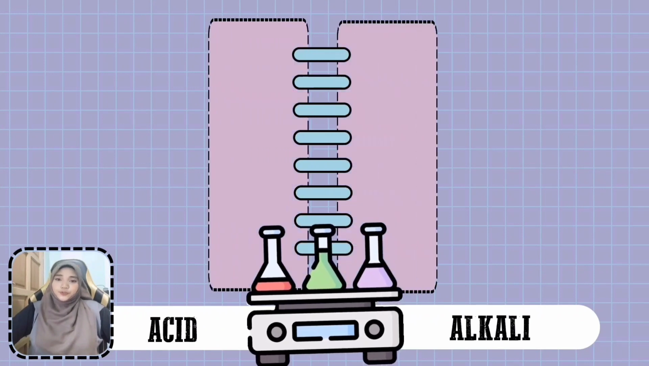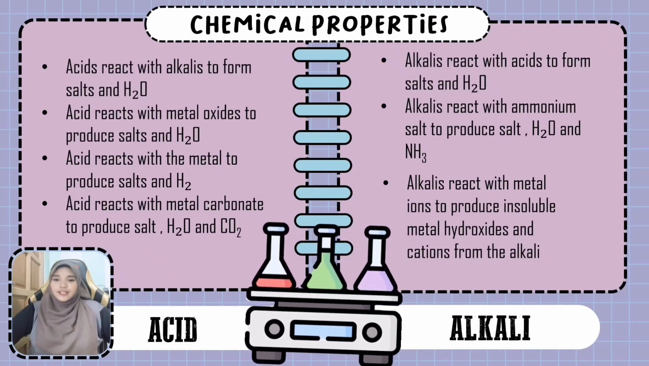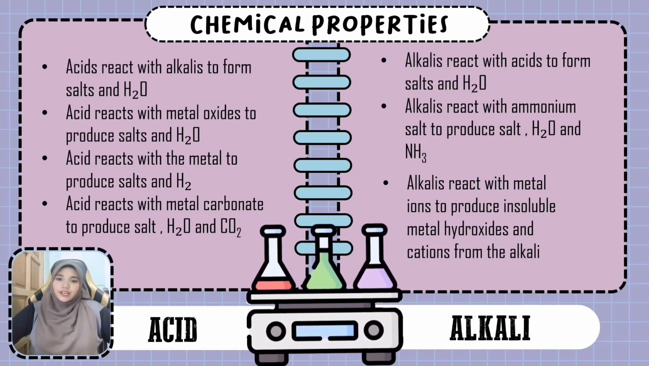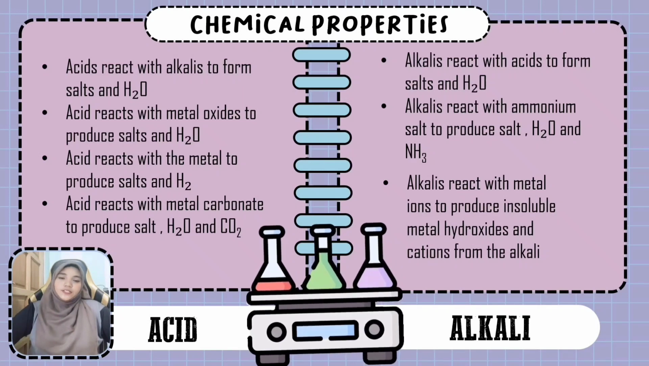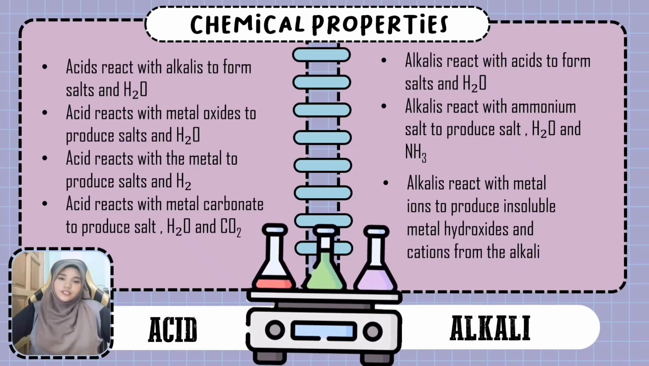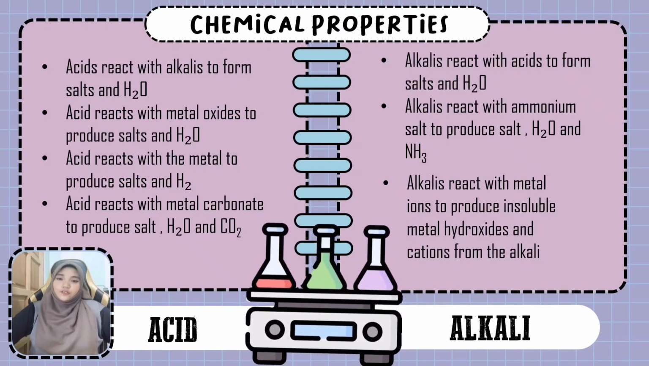Now, we go through chemical properties of acid and alkali. First, acid reacts with alkali to form salts and water. Second, acid reacts with metal oxide to produce water and salts. Third, acid reacts with metal to produce salts and hydrogen. The last one, acid reacts with metal carbonate to produce salt, water, and carbon dioxide.